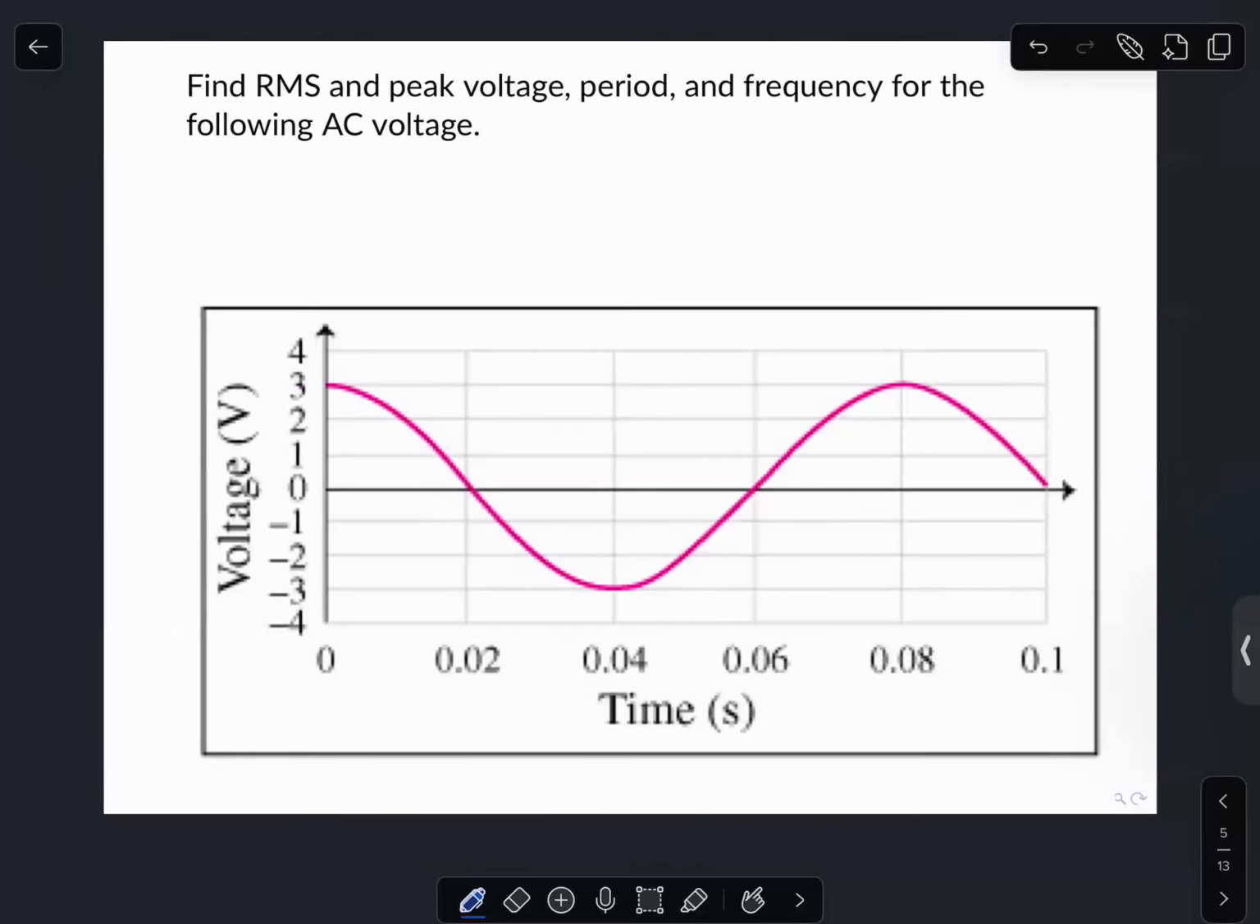So let's try doing a thing. Here's a graph of voltage versus time. Here's 3 sine something x. I want you to spend a few seconds, or milliseconds in this case, and find what is the RMS voltage, what is the peak voltage, what is the period, and what is the frequency for this graph.